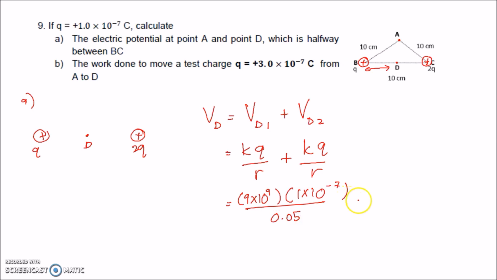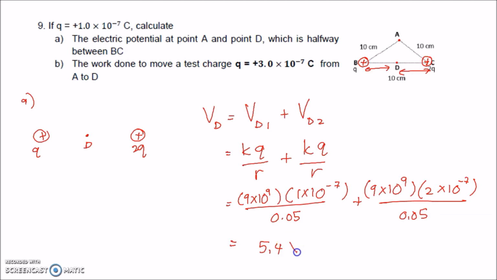0.05 meter, plus K, 9 times 10 to the power of 9. Q for the second one is 2 times 10 to the power of negative 7. Divide by the distance between point D and point C, also 0.05 meter. Then you will get the answer 5.4 times 10 to the power of 4 volt. This is the electric potential at point D due to the 2 point charges at point B and point C.